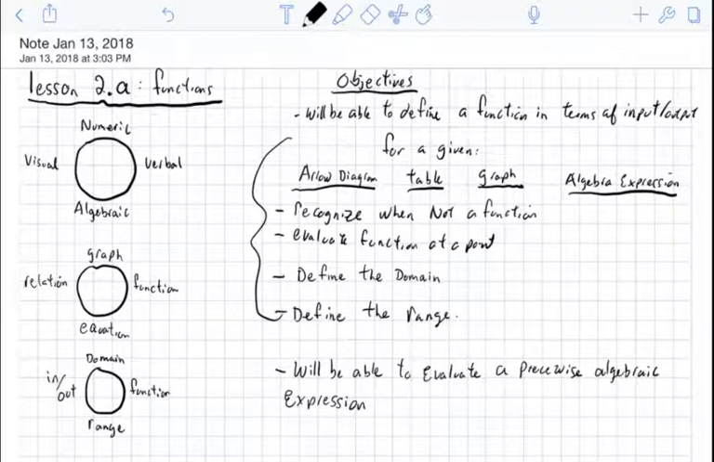And for algebraic expressions, I don't care about recognizing not a function. I want you, though, to be able to evaluate it at a given point and be able to talk about the domain and the range. After that, I want you to be able to evaluate a piecewise algebraic expression. Okay.